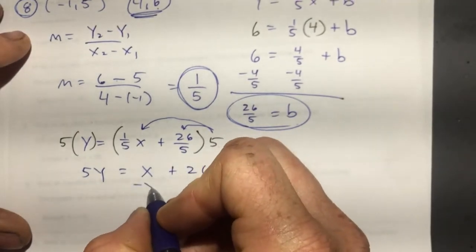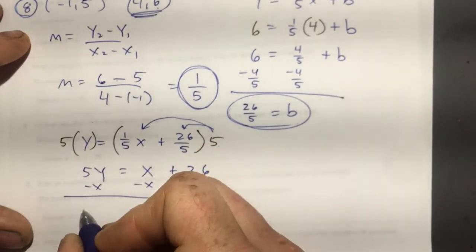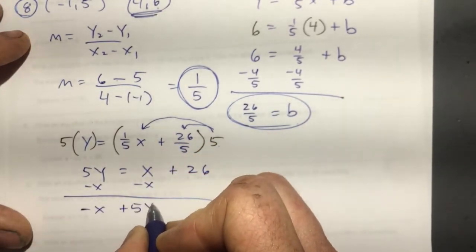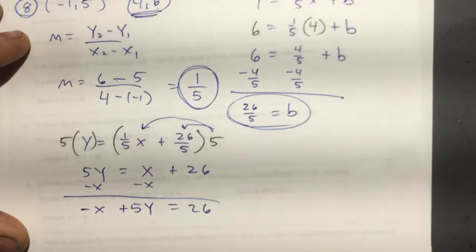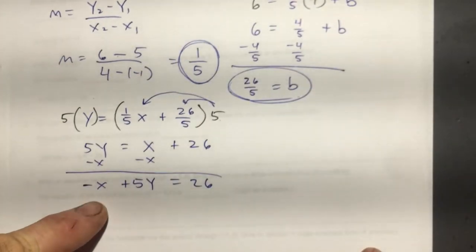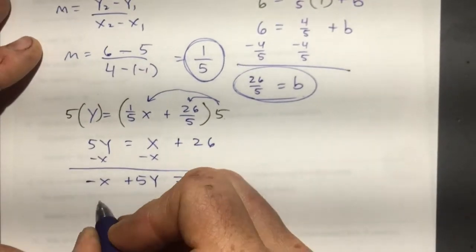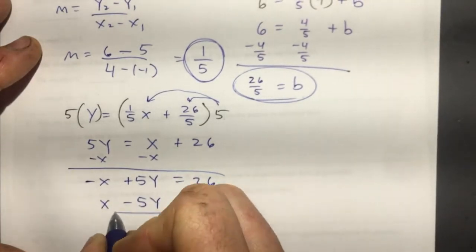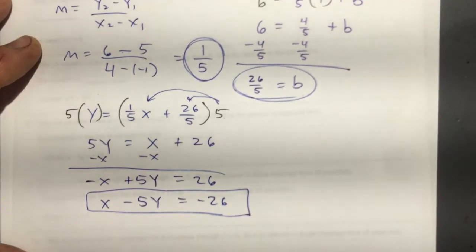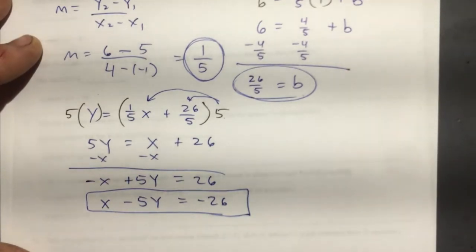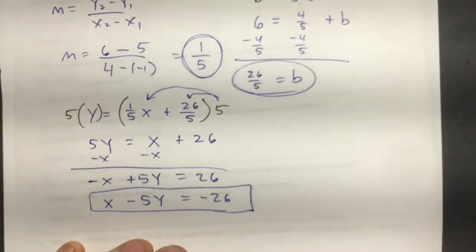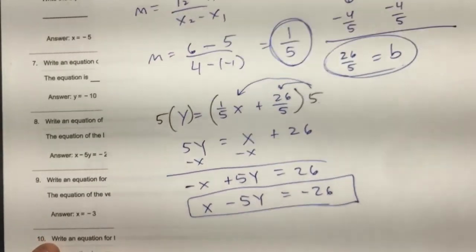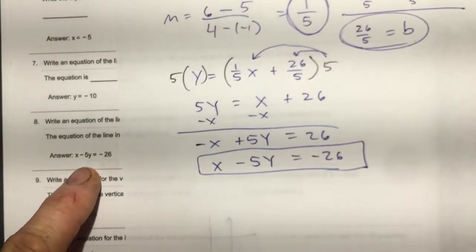Okay, and so I'll minus my x to bring it over here. So I got negative x plus 5y equals 26. And my x can't be negative. So I got to change all the signs. X minus 5y equals negative 26. And this would be my answer in standard form. Okay, so there was a lot we did on that problem. We're in good shape.